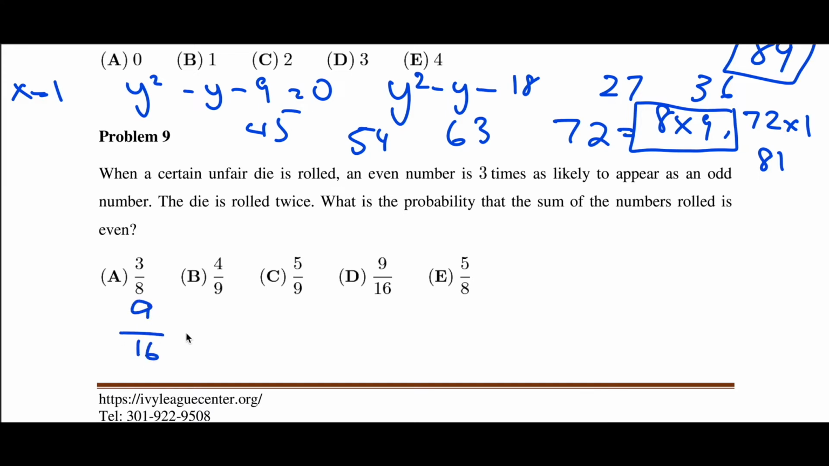So the total probability is 9/16 plus 1/16, where 9/16 is for both even and 1/16 is for both odd. So that would be 10 out of 16, which is 5 out of 8. So our answer would be E.